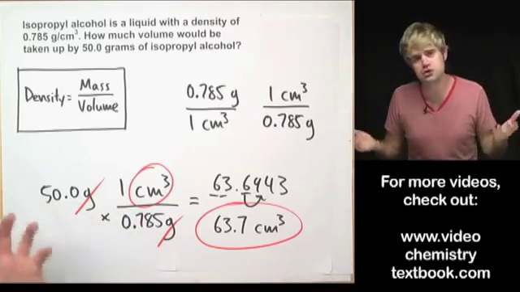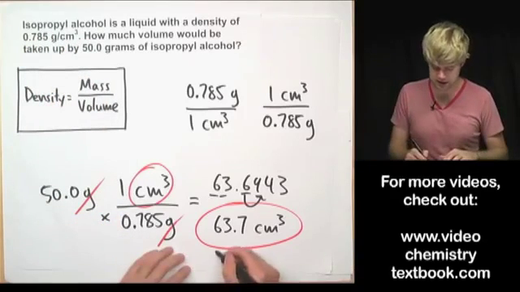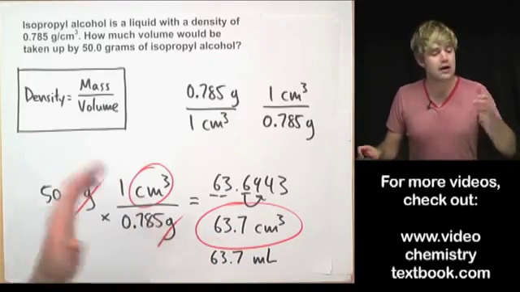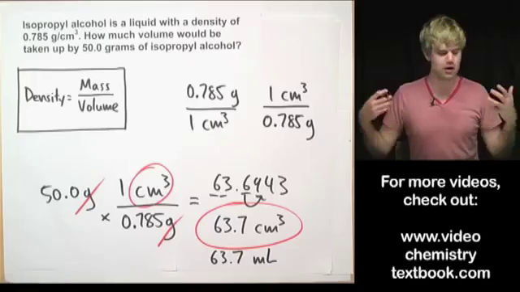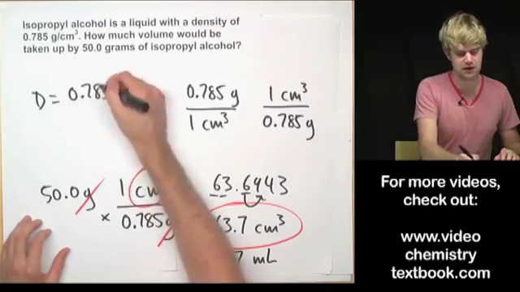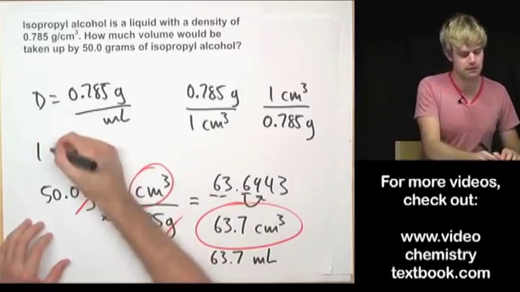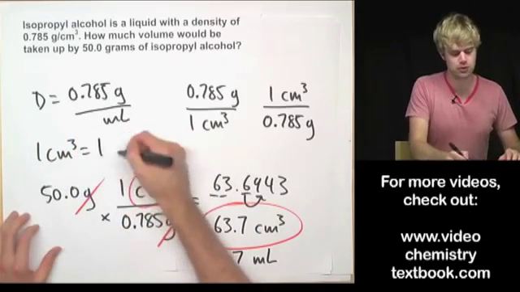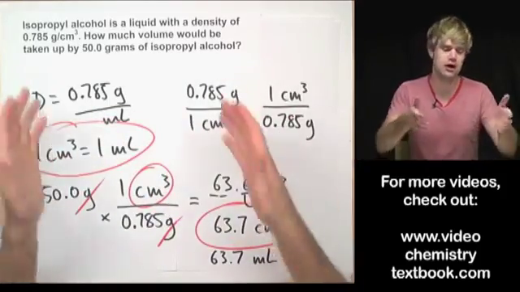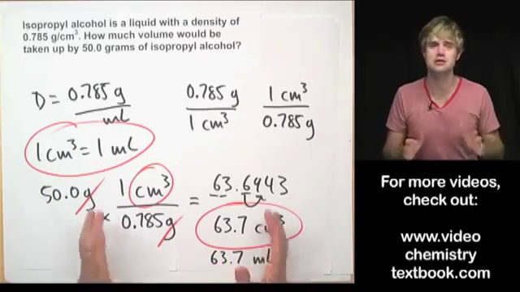So if we wanted to be super picky, we might choose to say that the volume of isopropyl alcohol, because it's a liquid, is 63.7 mL, milliliters. And also, because isopropyl alcohol is a liquid, if we wanted to be super, super picky, we could say that it had a density of 0.785 grams per milliliter. But it's the same thing. Remember that 1 cubic centimeter equals 1 milliliter. And if your teacher's really picky and you're talking about liquid, you might want to use milliliters instead of cubic centimeters, but it's the exact same thing.